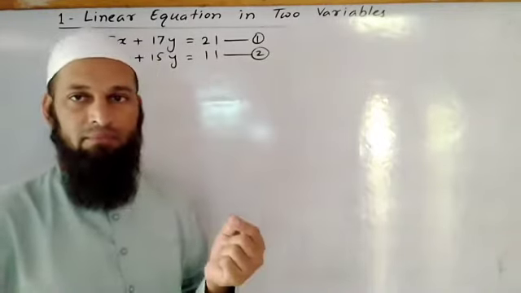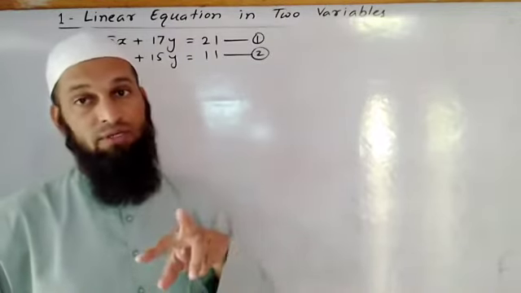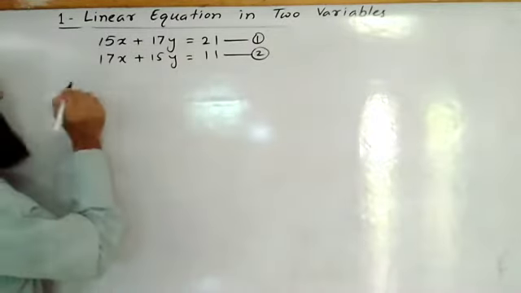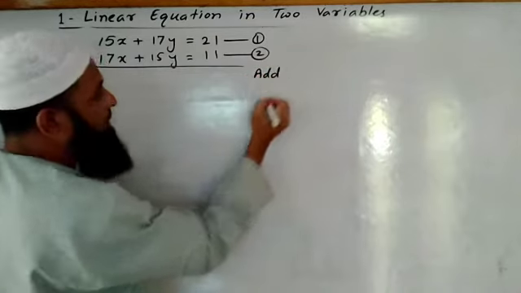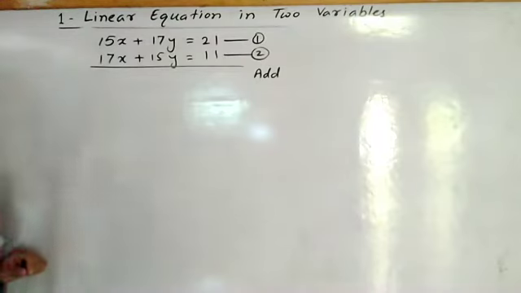First we should add them, we'll get an equation. Then we should subtract them, we will get one more equation. We should solve those two equations, we'll get the values of x and y. See here, I will explain. Very first I said you to add equation 1 and 2.